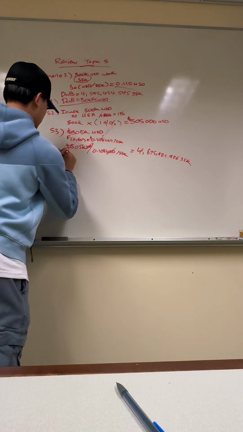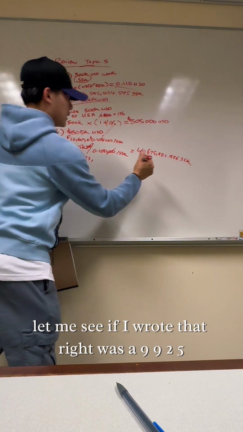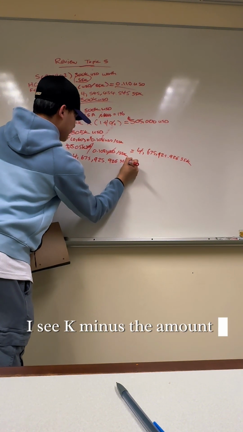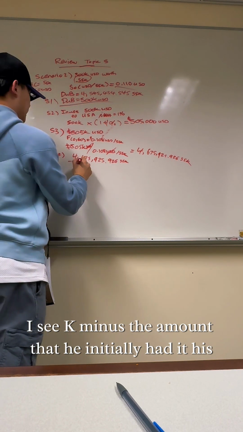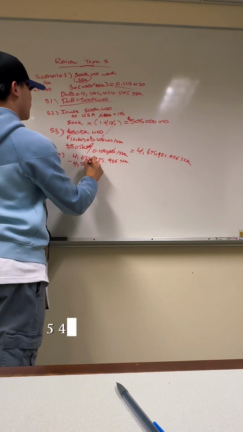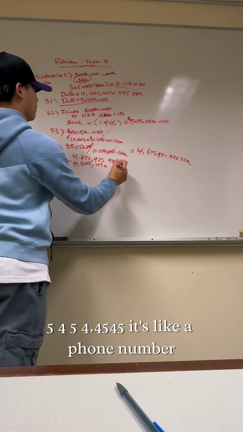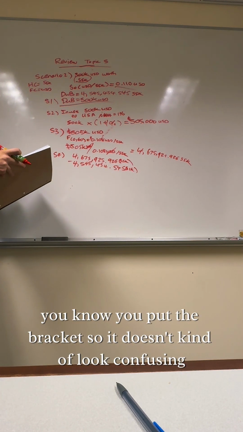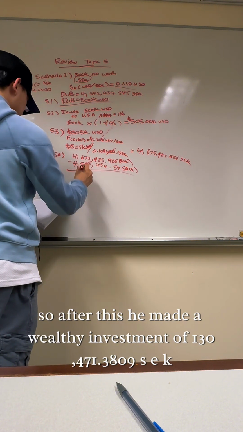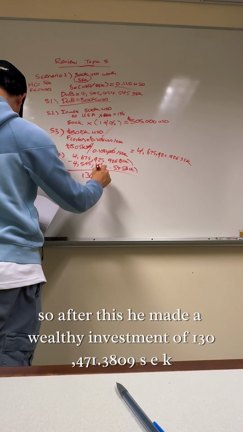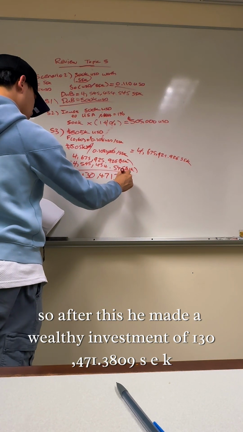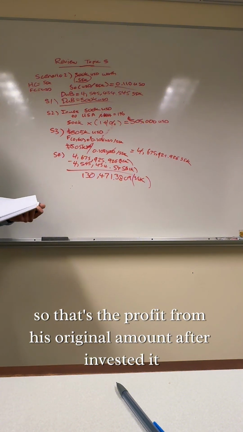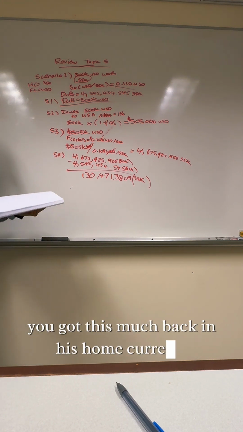Now we'll see how much profit we got. So profit, let me see if I wrote that right. 4,675,925.926 SEK minus the amount that he initially had before he invested, 4,545,454.545. It's like a phone number, you know. We put the brackets so it doesn't look confusing. So after this, he made a wealthy investment of 130,471.3809 SEK. That's how much he got. So that's the profit from his original amount. And after he invested it, he got this much back in his home currency.